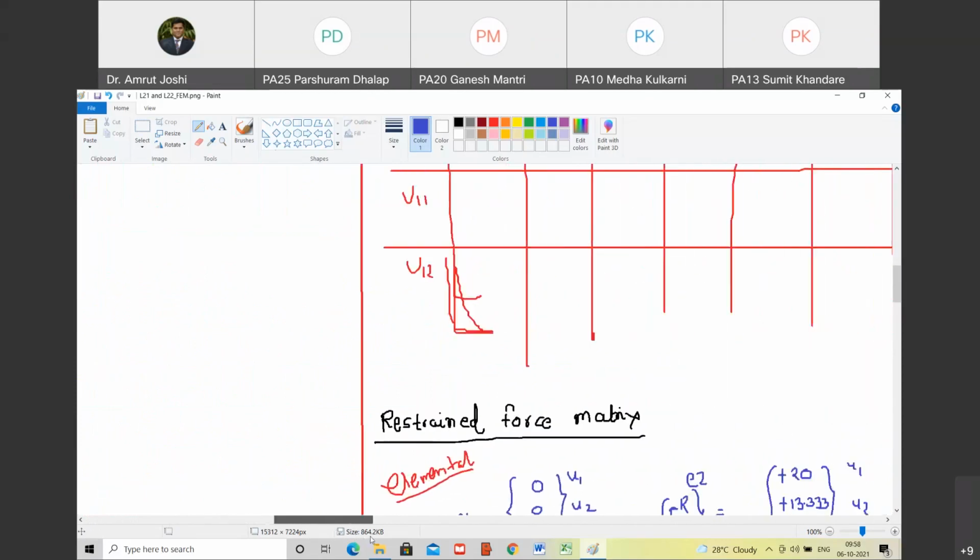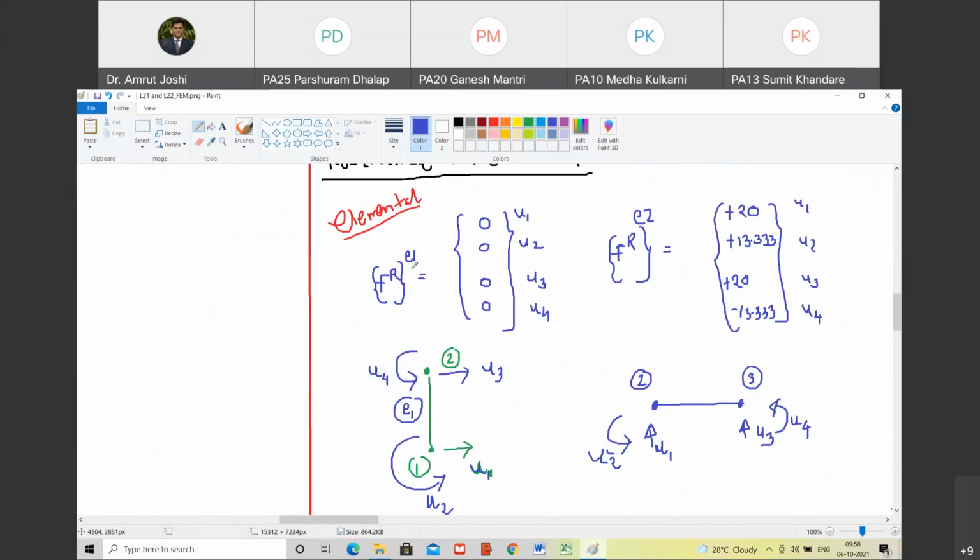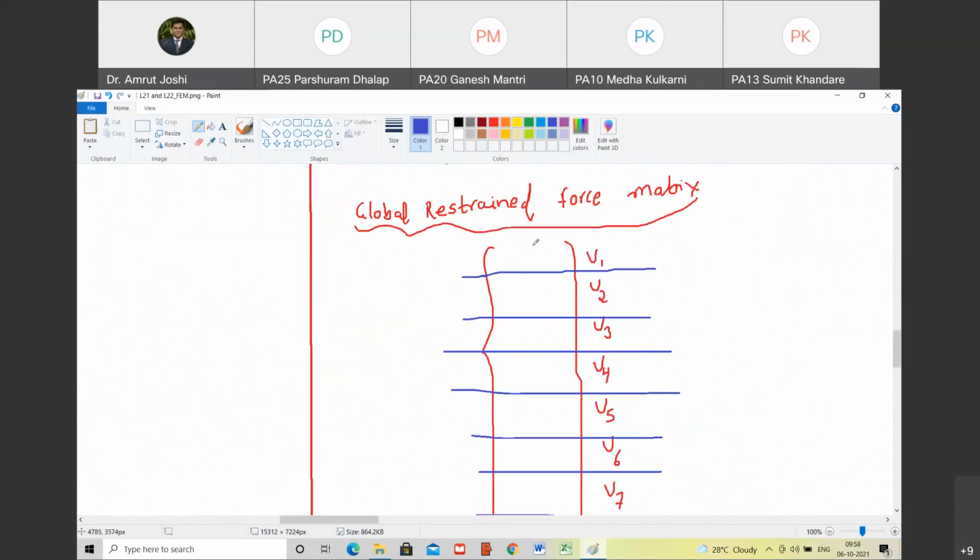So, sir, in restrained force matrices for the elements, I am going to look at the first element and its first degree of freedom. Are you with me? Yes, sir. So how much is that number? That is 0. Happy? So I am going to write down 0 here. I hope you are understanding the process.